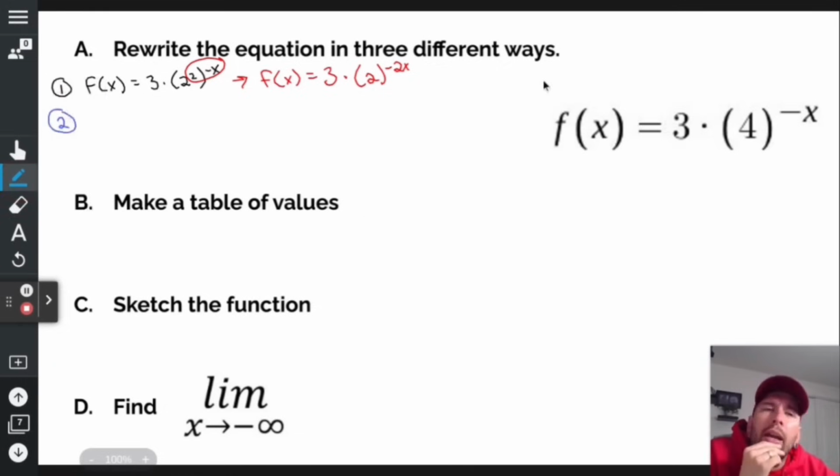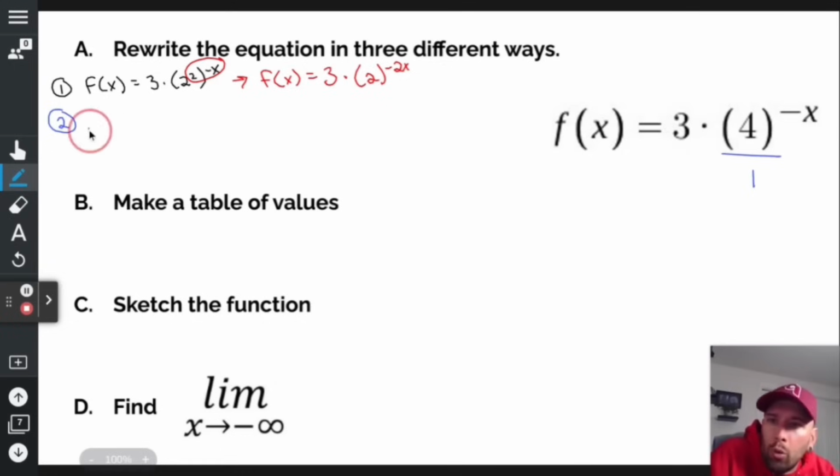Another way, I have a negative exponent. I don't like negative exponents. Usually, when you learn in eighth grade math that if you have negative exponents, you move it to the other side of a fraction bar. So you might be looking at this and saying, there is no fraction bar, so make a fraction bar.